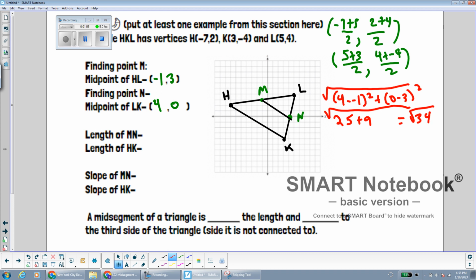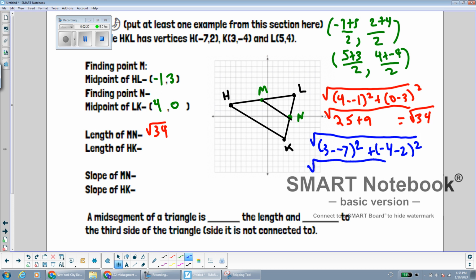And now I'm going to find the length of HK, the side of the triangle that the midsegment's not touching, or the base of the triangle. Let me put down radical 34. Here we go. Okay, so let me plug in. So that is 3 minus -7 and -4 minus 2. So that is 10 squared, which is 100, and that is -6 squared, which is 36. So that is radical 136.